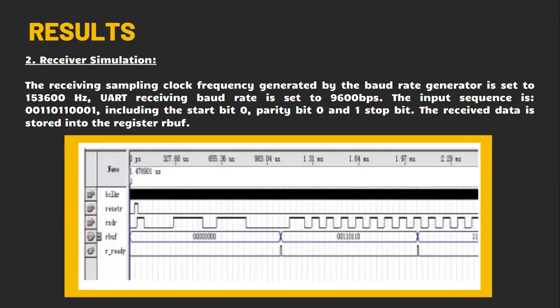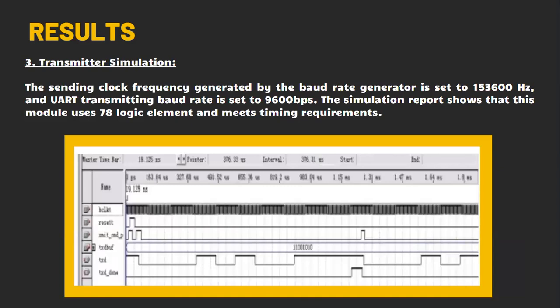Now coming to the receiver simulation. During the receiver simulation, the receiving sampling clock frequency generated by the baud rate generator is set to 153,600 Hz. The UART receiving baud rate is 9600 bps. The input sequence is 001101100001, including the start bit with 0, parity bit with 0, and 1 stop bit. Coming to the transmitter simulation. During the transmitter simulation, the sending clock frequency generated by the baud clock generator is set to 153,600 and the UART baud rate is 9600.